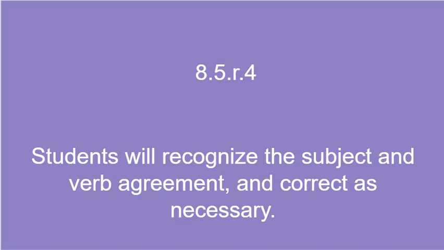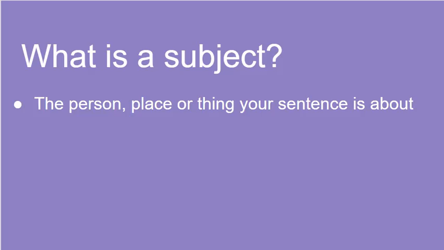This is going to be a review of what subject and verb agreements are. This is something that you would have learned before 8th grade. So what is a subject? As a reminder, it's a person, place, or thing that your sentence is about. If you're not familiar with what a subject is, please pause the video and write down this definition so you can refer back to it later.